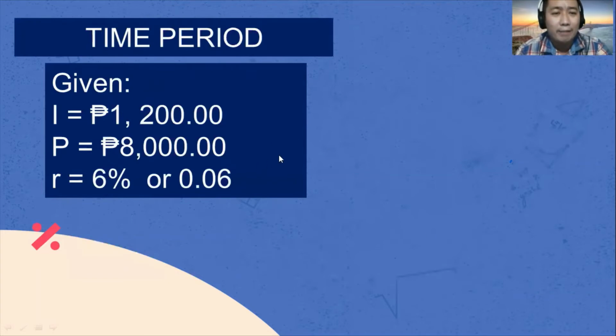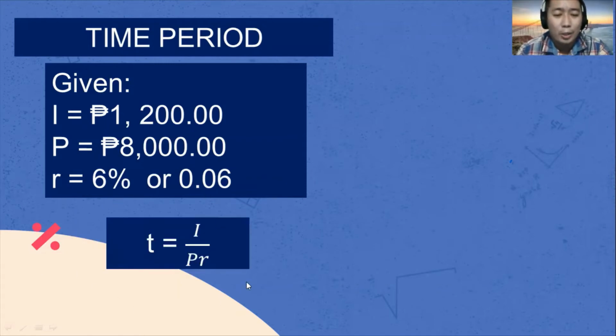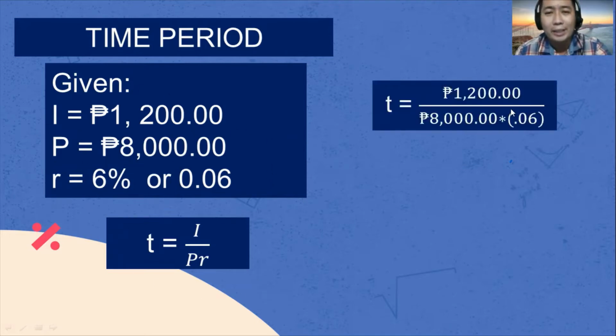These are the given. I, that is interest, 1,200. Principal amount, 8,000 pesos. Then the rate of interest is 6% or 0.06. Then we are going to use this formula. We will be substituting all the given on the formula, and it goes like this: the interest over the principal amount multiplied by the rate of interest.